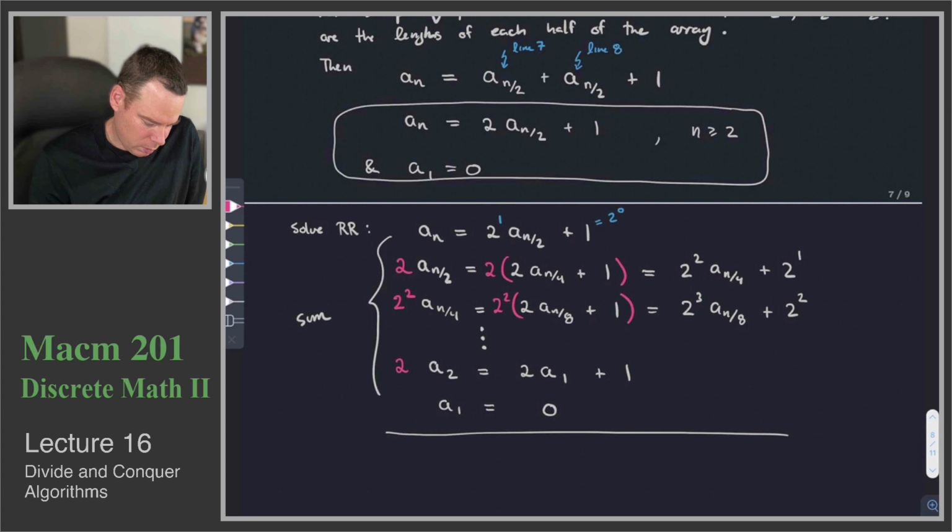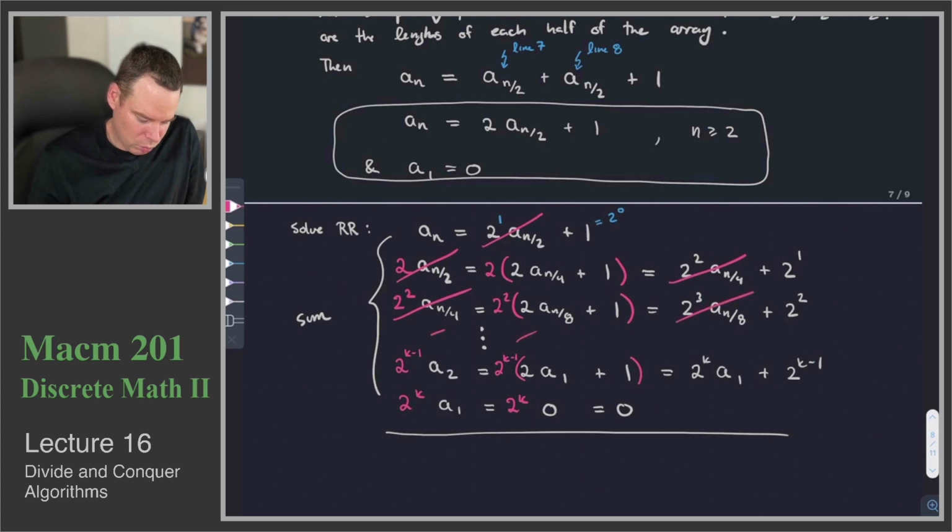This would be a 2 to the k minus 1, so that's 2 to the k a sub 1 plus 2 to the k minus 1. And then I would put a 2 to the k in front of this one, and that's still just 0. And so now we can go ahead and do the sum. I'm going to get lots of cancellation. This cancels with this, cancels with this, and so on, the usual all the way down.